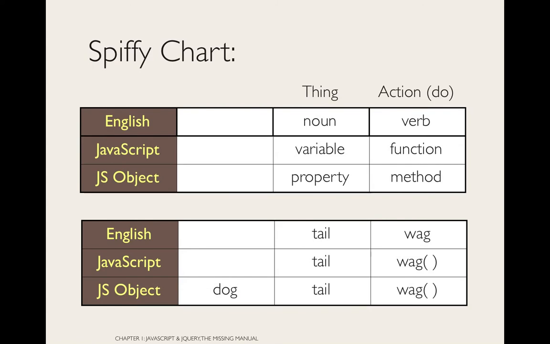So if you look at this spiffy chart, we have English, things and actions, nouns and verbs. JavaScript calls them variables and functions. We've seen that pretty much. But when you talk about a JavaScript object, you change your terminology a little bit. You call nouns properties and verbs methods. A variable that is attached to an object is a property. A function that is attached to an object is a method. And in English you might say a tail wags. In JavaScript you might say a tail wags. When it's attached to an object, it would be dog.tail.wag.